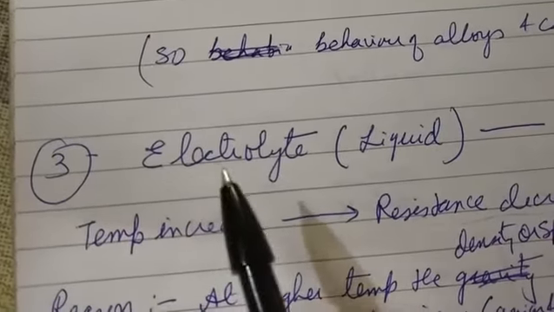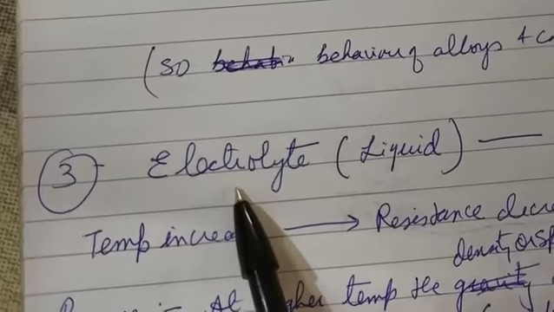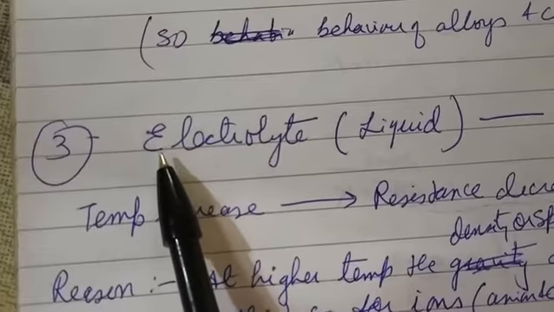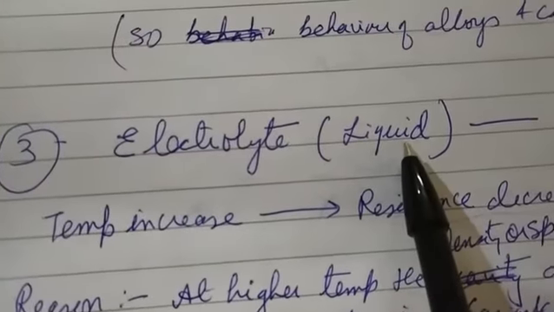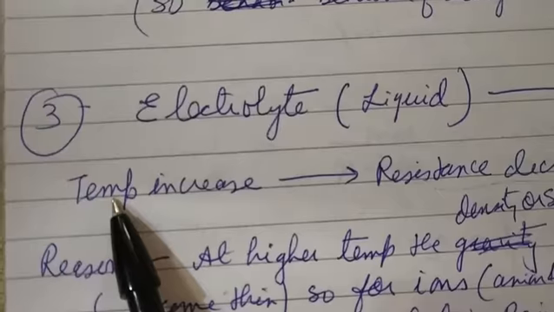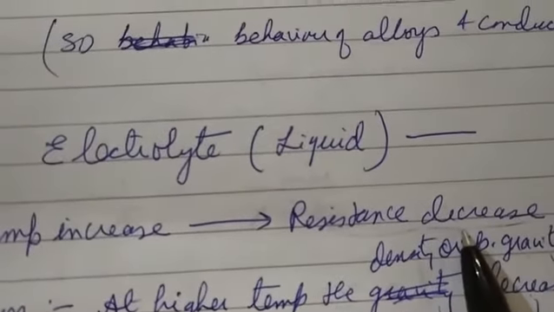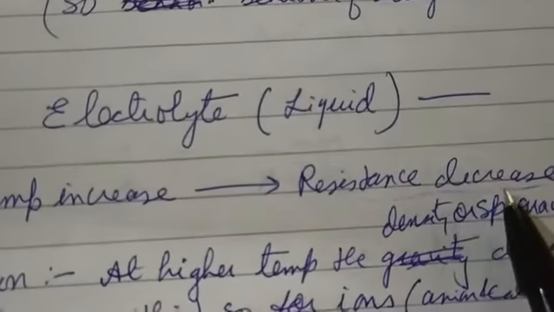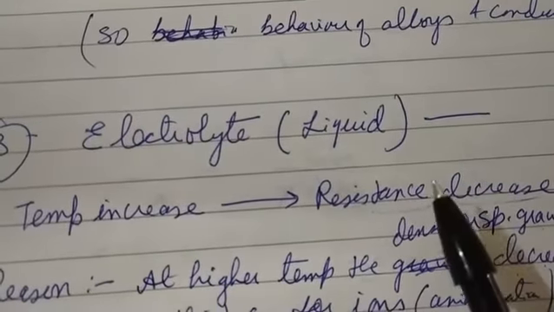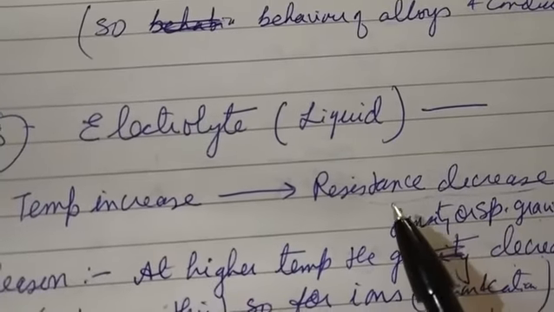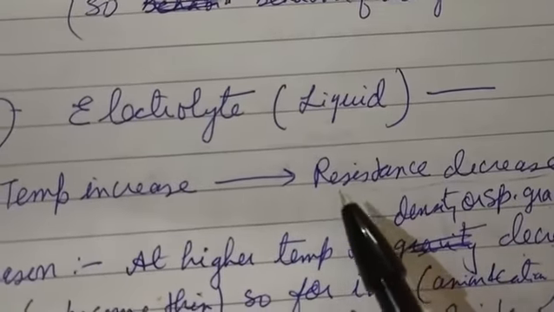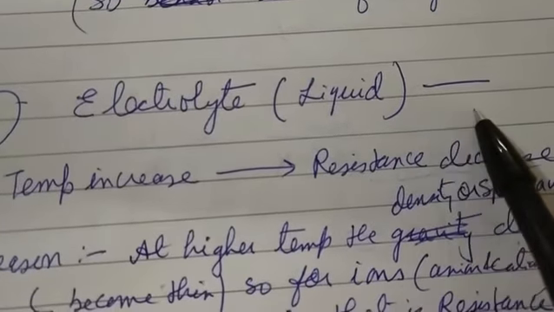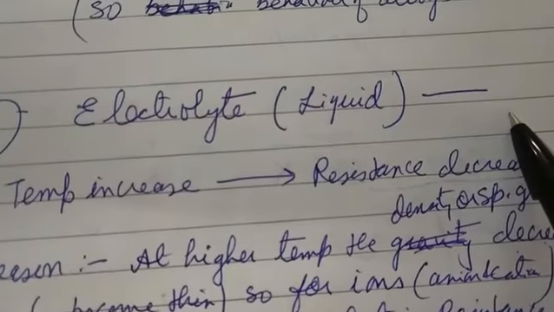Now third is electrolyte. What is the effect of temperature on the resistance of an electrolyte, that is, a liquid? Here remember, when temperature increases, resistance decreases. Why will the resistance decrease? Suppose for an example we have honey. In honey, it is difficult for the particles to move. If the particles are difficult to move, it means resistance is very high.